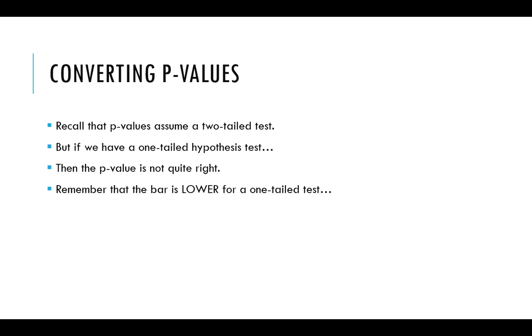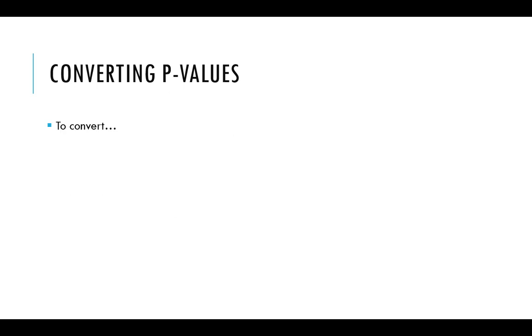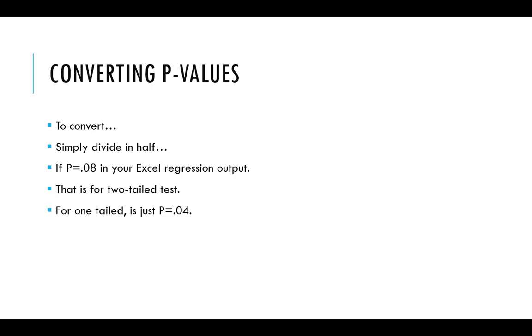Remember, though, that the bar is lower for a one-tailed test. That hurdler has a lower hurdle to jump over, right? It's easier, in other words, to pass that test. But the sign has to be right for the one-tailed test. And that makes it consistent with your hypothesis. So if you're working with one-tailed hypothesis tests, you're going to need to convert your p-values. To convert your p-values, you simply divide in half. If the p is 0.08 in your Excel regression, again, that's for a two-tailed test, then for the one-tailed test, it's just a p-value of 0.04.